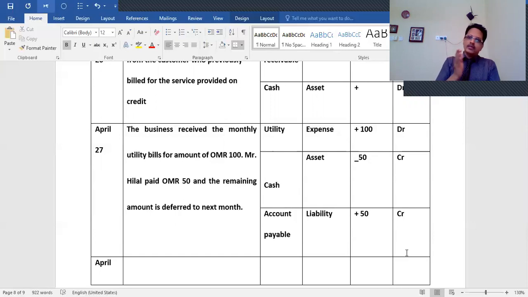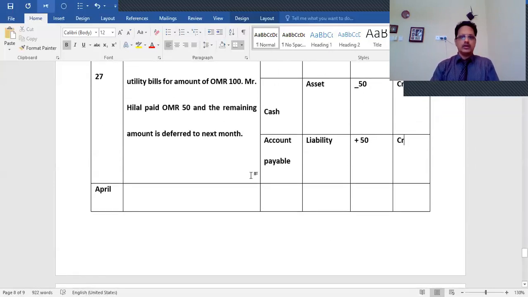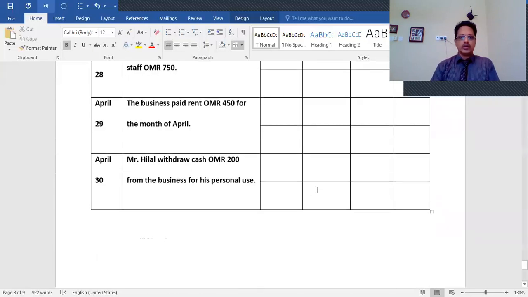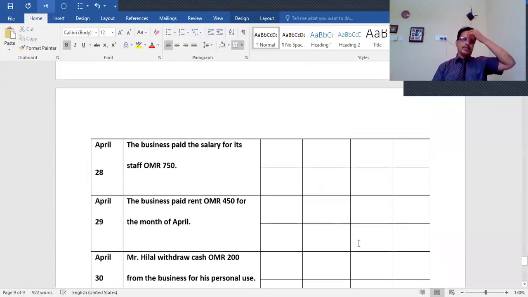For every debit, there will be a corresponding, equal credit. The amount is equal: two debits are there, but the corresponding credit comes, and the total amount is the same. So these are the transactions. Now we'll go to the next one. Three more transactions are there.